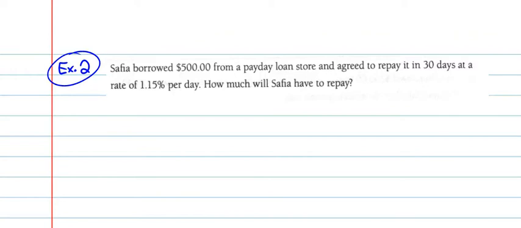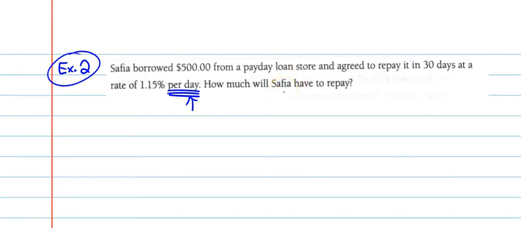Sophia borrowed $500 from a payday loan store and agreed to repay it in 30 days at a rate of 1.15% per day. Okay, not per year, per day. How much will Sophia have to repay?